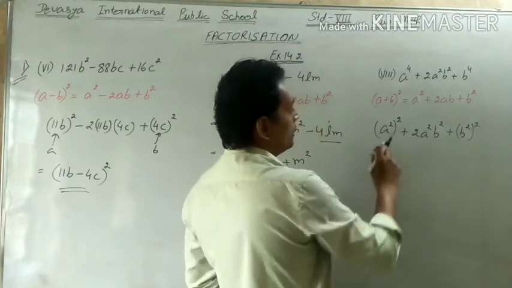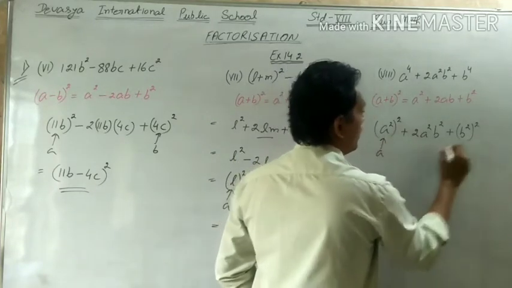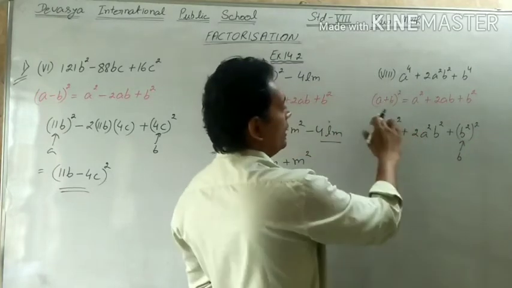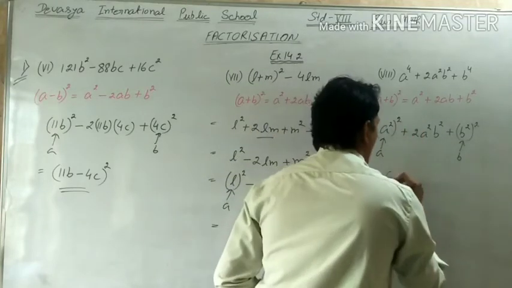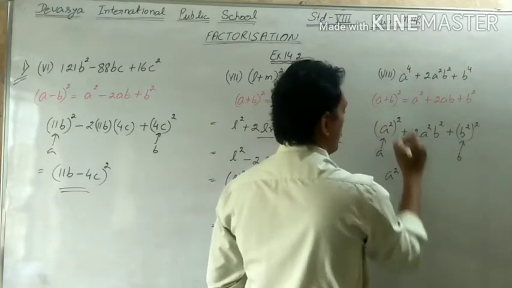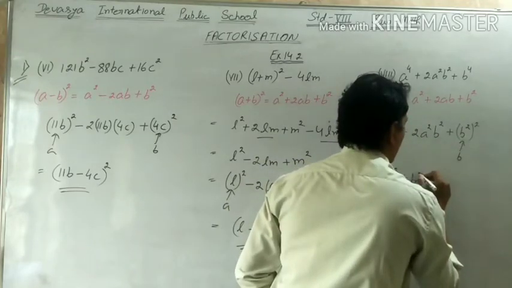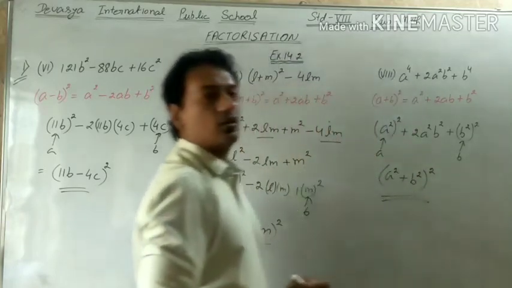Okay, so this is like a, which is in the first bracket, and this last bracket is actually your b, and we need to write in this format, that is (a plus b) whole square. So what is a? a square plus what is b? That is your b square, and whole square. So we have factorized it.